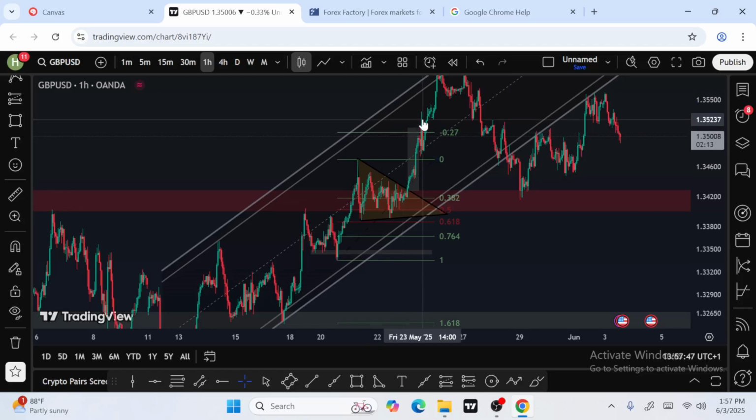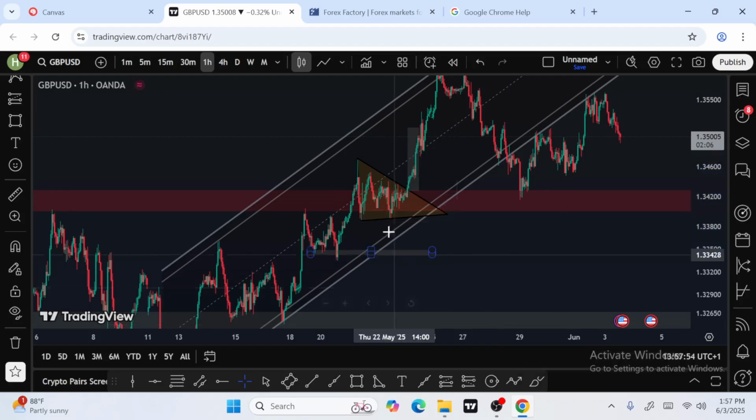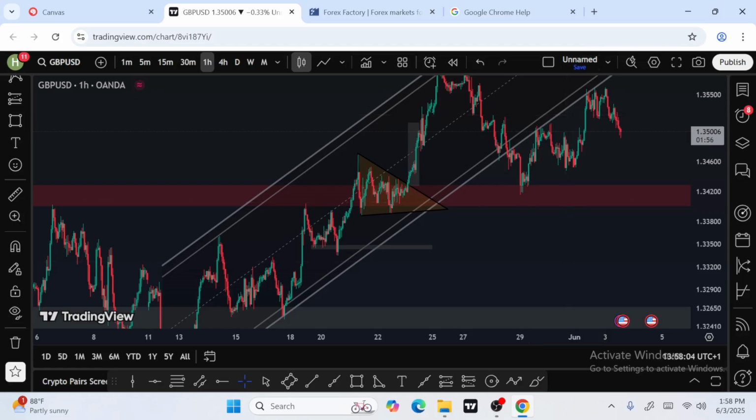Where is the W? Come and show me the W. I'm not seeing a W. What I'm seeing is that symmetrical triangle. Okay, now if this is a W, where is the neckline? This is the neckline. If you call this the neckline, this movement did not break out from it.